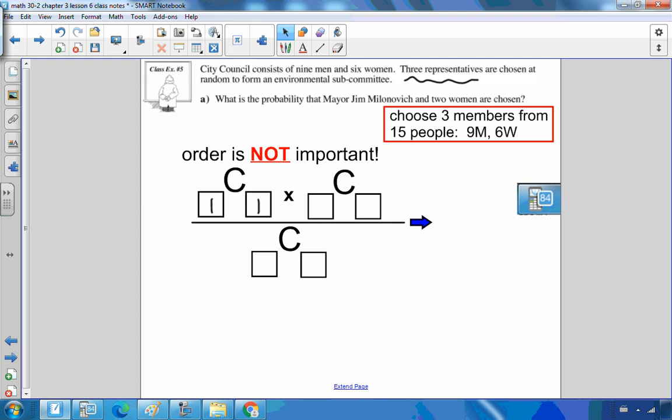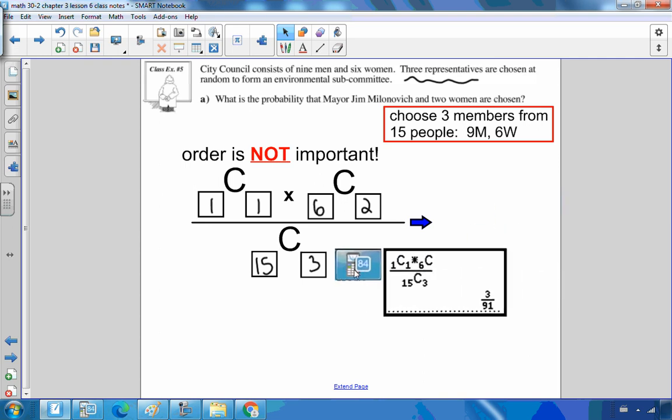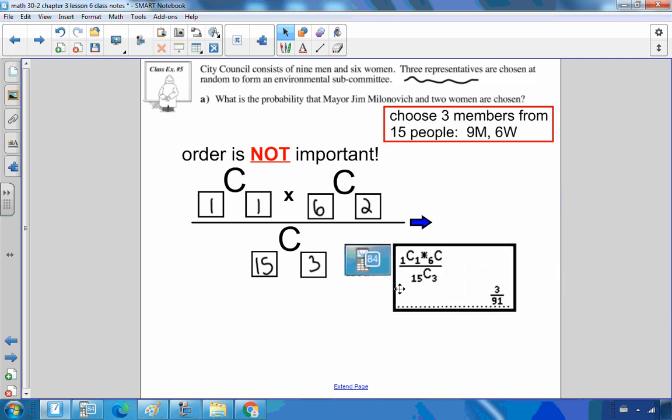Okay, now because I'm choosing the women, the mayor doesn't really affect the women, because he's in the man category. So women, 6 of them, and I want 2 out of a total of 15 people, and I am selecting 3. Okay, so putting that into our calculator, you can see that we get 3 out of 91. So that would be your chance that mayor and 2 women are on the committee.